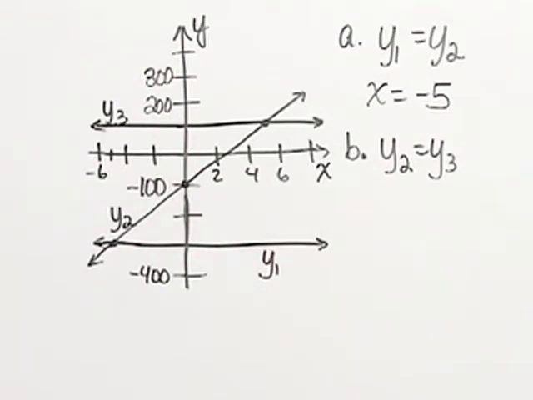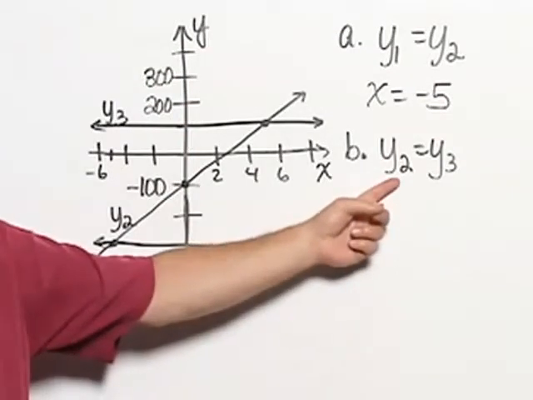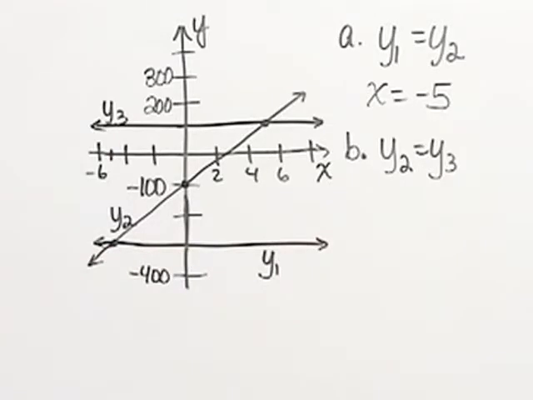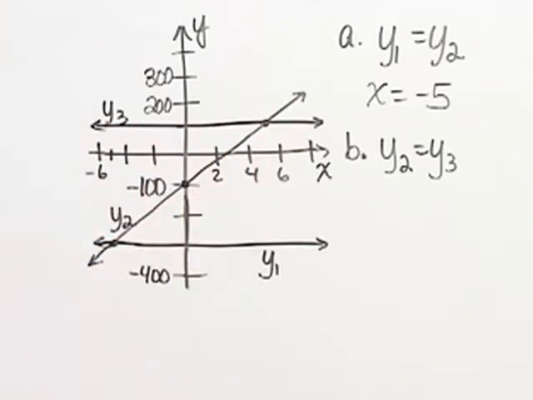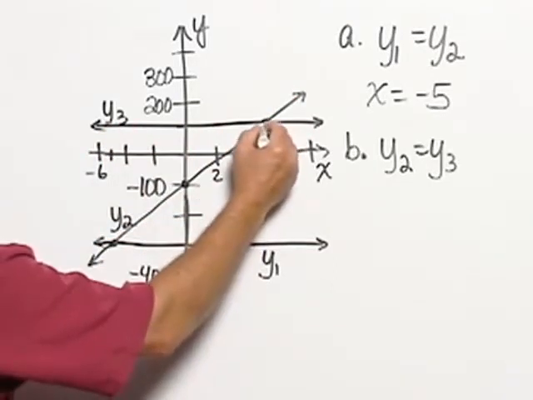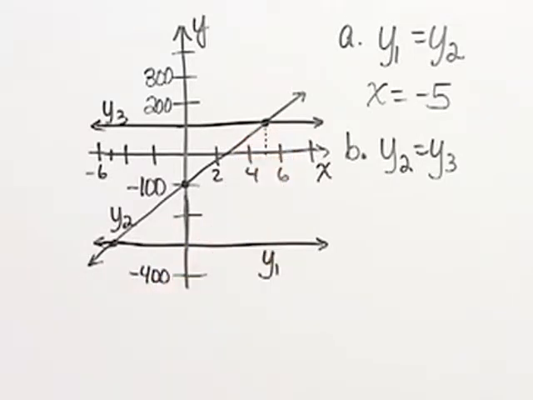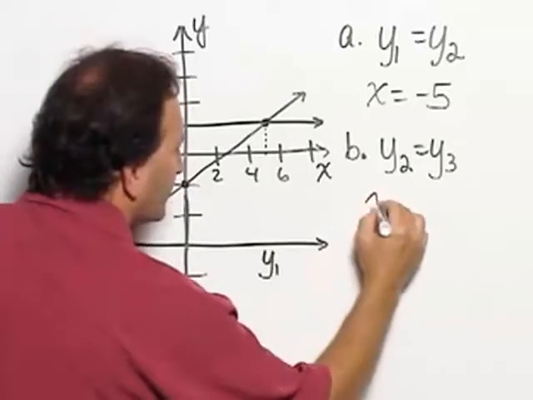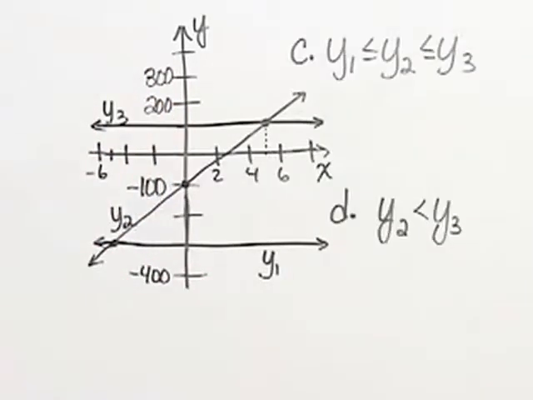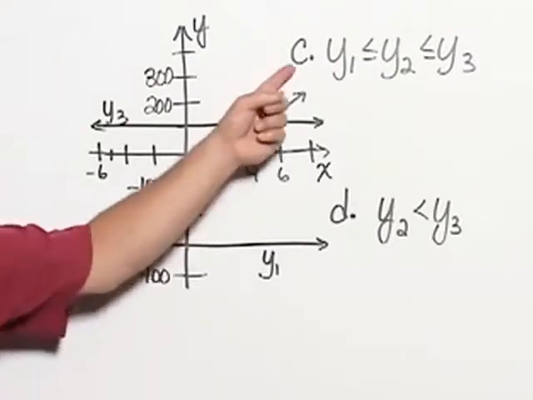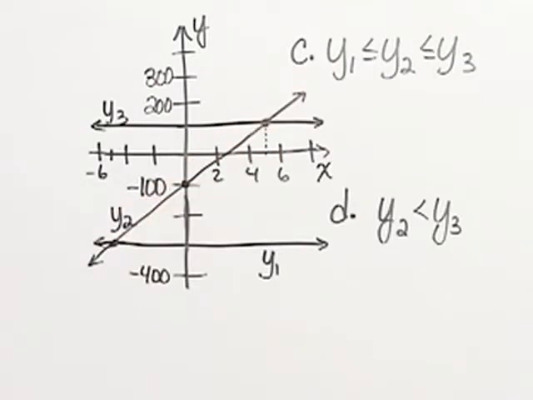For part B, we want y sub 2 equaling y sub 3. So here we're looking for the intersection of y sub 2 and y sub 3. That intersection occurs right here, and again, halfway between 4 and 6, or in other words, x is equal to +5.